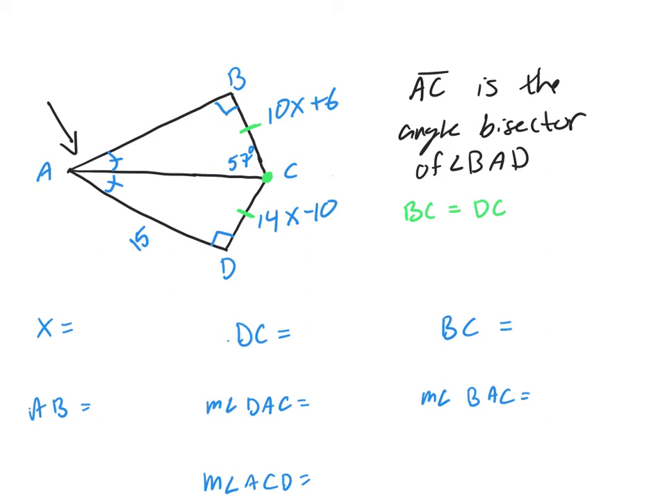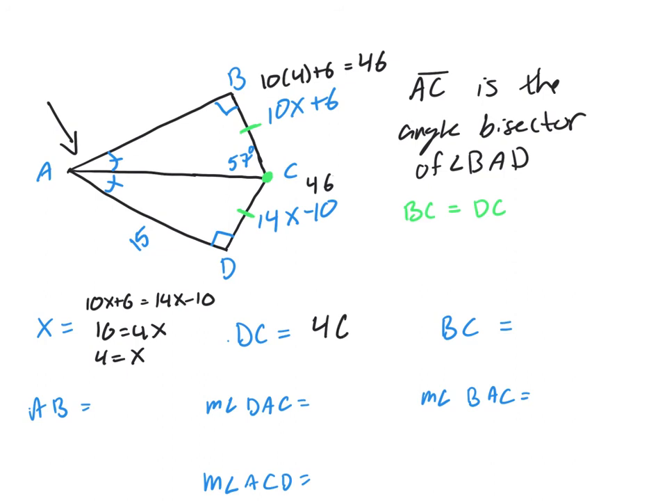So that tells us that 10x plus 6 needs to equal 14x minus 10. So we can go ahead and do a little bit of work here. So we'd get 16 equals 4x, or 4 equals x. And then we can use that to substitute back in. So up here we would have 10 times 4 plus 6, and that will give us 46. And because these are congruent, we should have that this is 46 down here as well. So now we have found these 2 lengths, DC and BC.